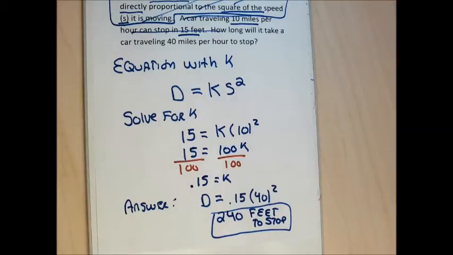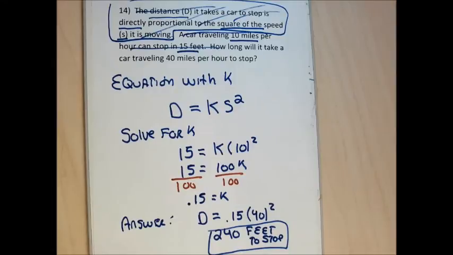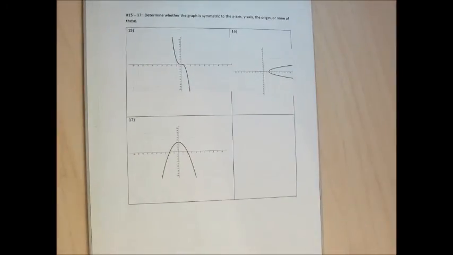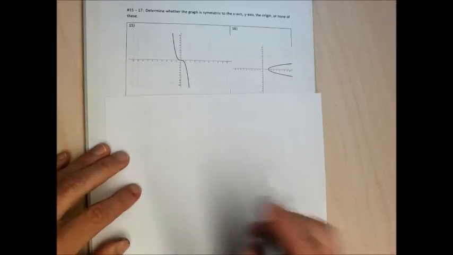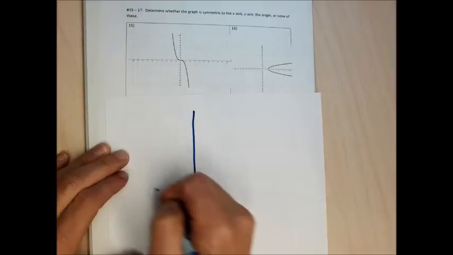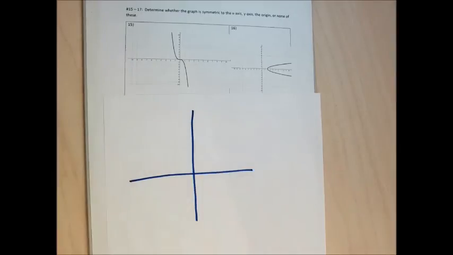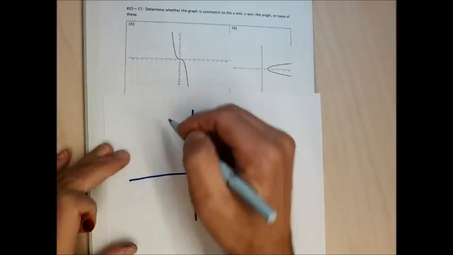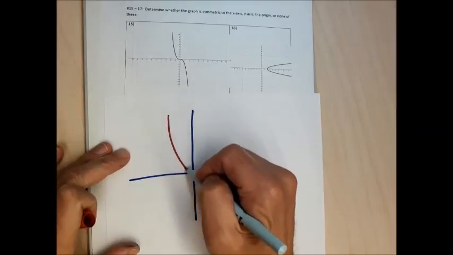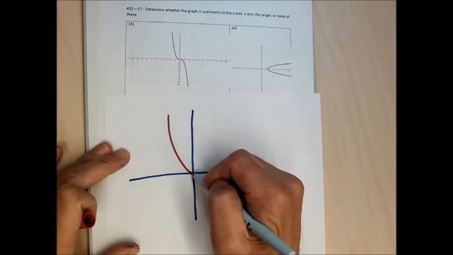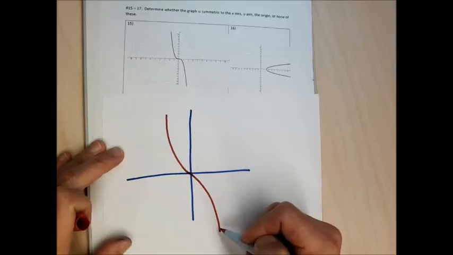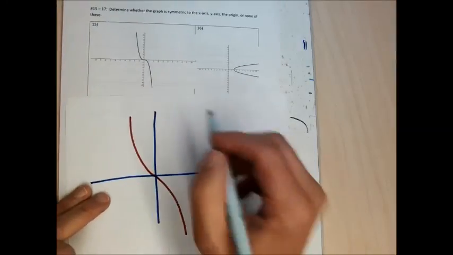The last 3 problems give me graphs, and they ask me to figure out the kind of symmetry. Let me make problem 15 a little bit bigger, because that's the trickiest symmetry for students, and I'm not sure why. So a graph either has x-axis, y-axis, or origin symmetry. To have x-axis symmetry, a line through the x-axis needs to cut it in equal halves.